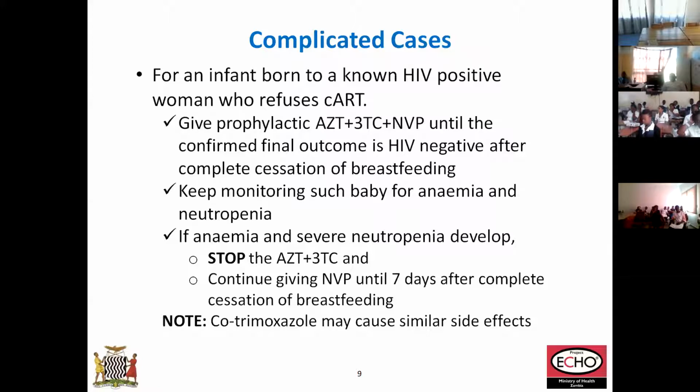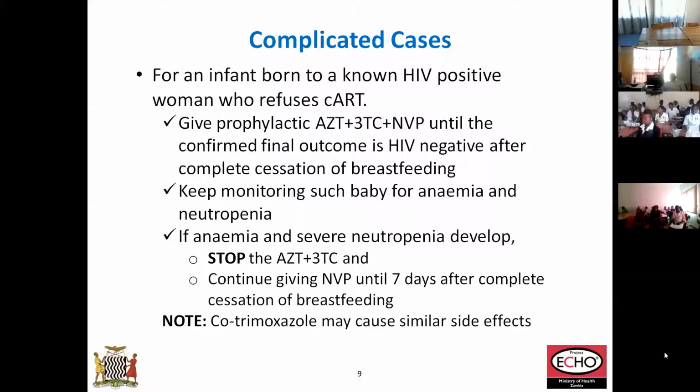Okay, so we also have certain complicated cases, and some of these have been asked on this forum. For example, an infant born to a mother who is known to be HIV infected but refuses to be on CART. So what do we do for this baby? The mother has refused. First of all, it is important to continue counseling the mother so that you can start ART for her own health. But for the baby, we give prophylaxis. If the mother continues to refuse, the baby will be given AZT 3TC NVP until the baby stops breastfeeding, and 7 days after cessation of breastfeeding.